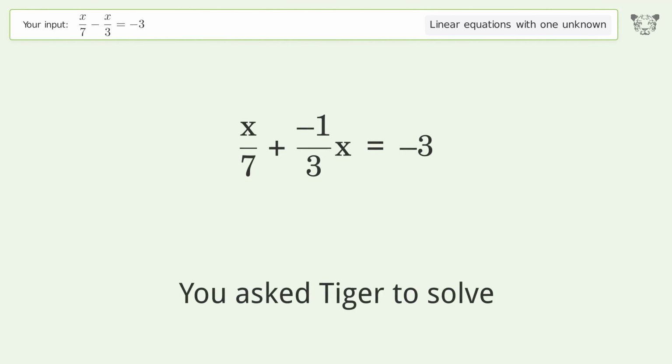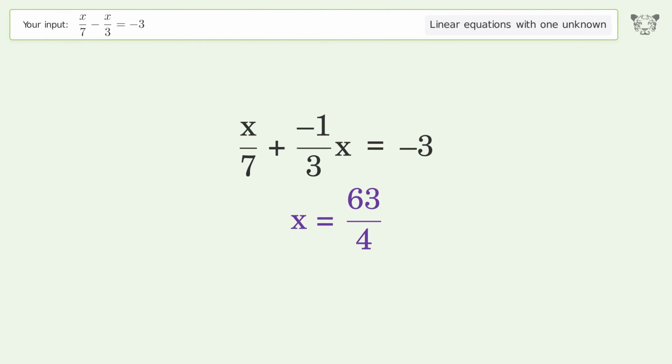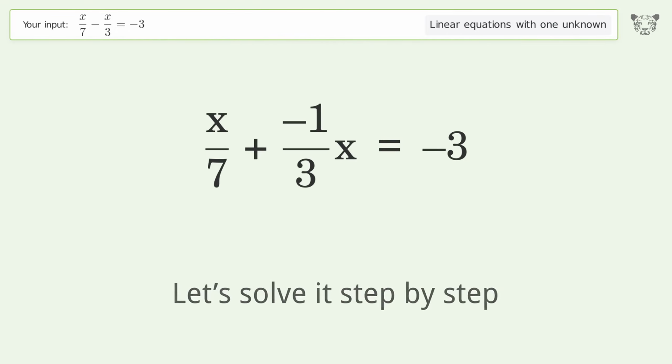You ask Tiger to solve. This deals with linear equations with one unknown. The final result is x equals 63 over 4. Let's solve it step by step.